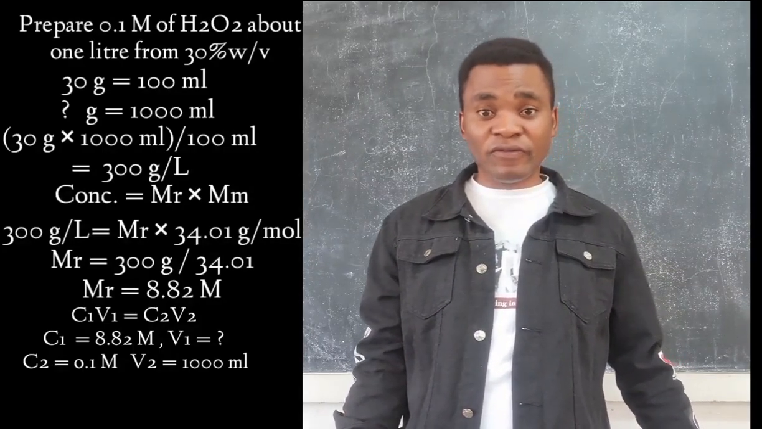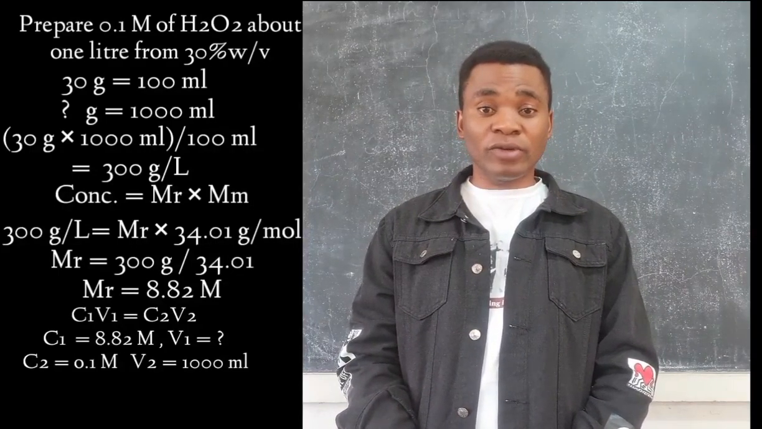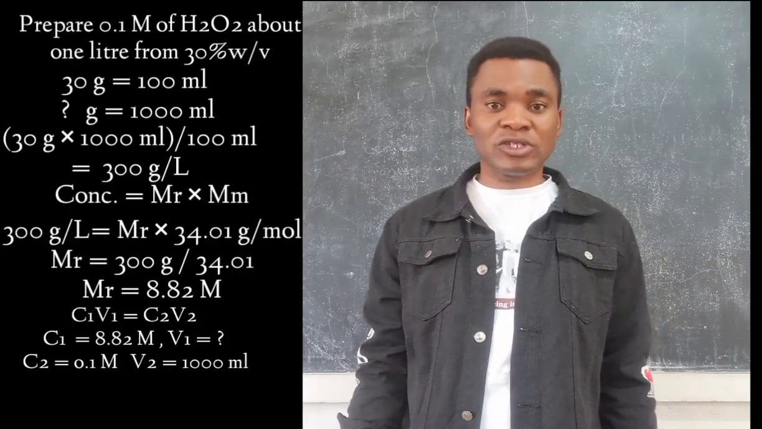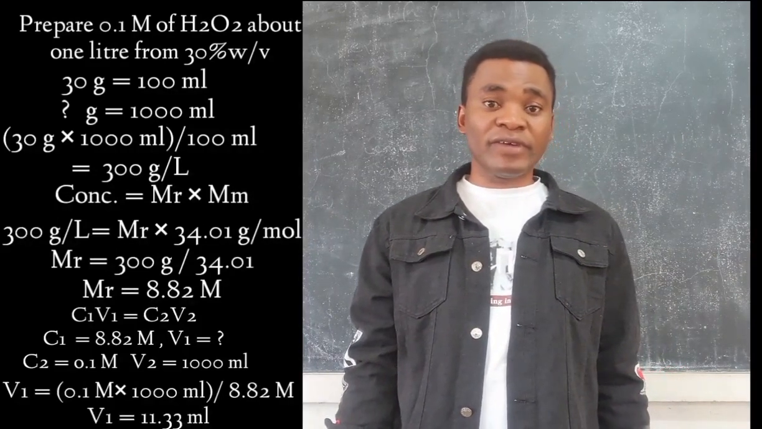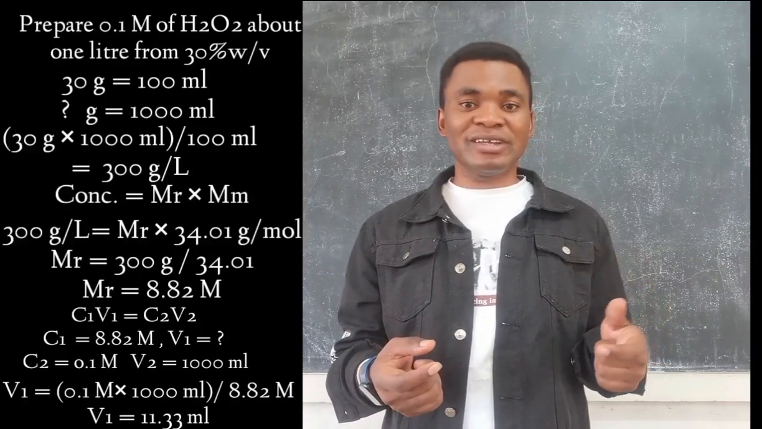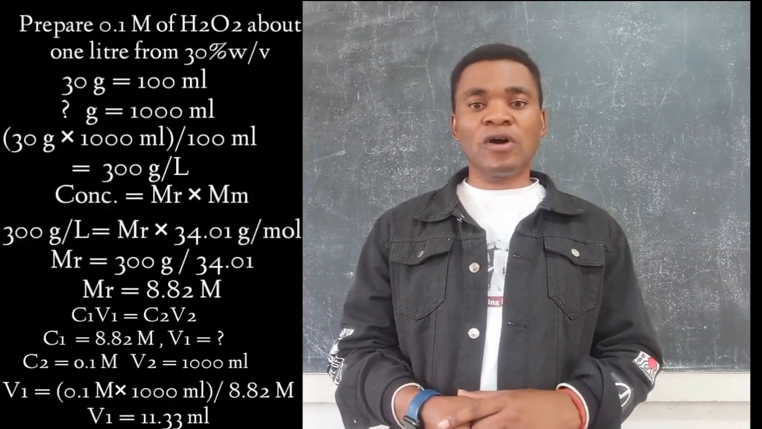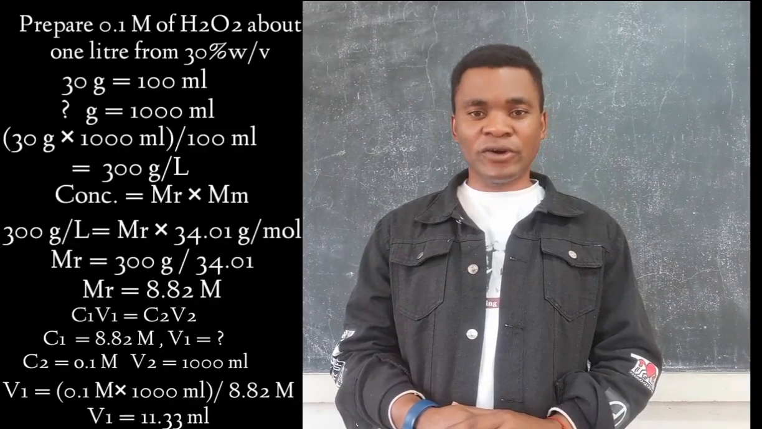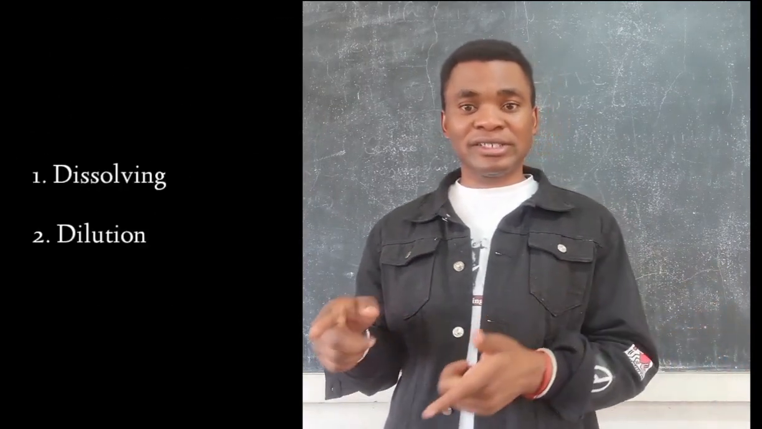C1 V1 is equal to C2 V2. C1 is 8.82 moles, while V1 we don't have, we are finding it, is equal to C2, which is 0.1 moles, and V2 is 1000 milliliters. We divide both sides by C1 and we get V1 as 11.33 milliliters. This is the amount of our stock solution we should take from this container to get exactly 0.1 moles of hydrogen peroxide, about 1 liter, from 30% weight by volume. That's all about making these solutions by dissolving and dilution.